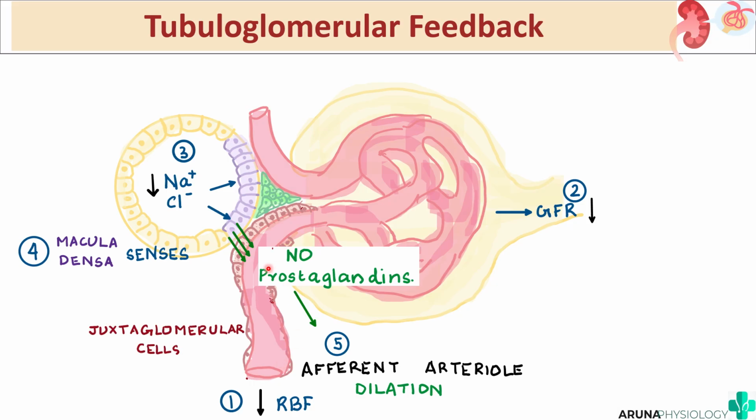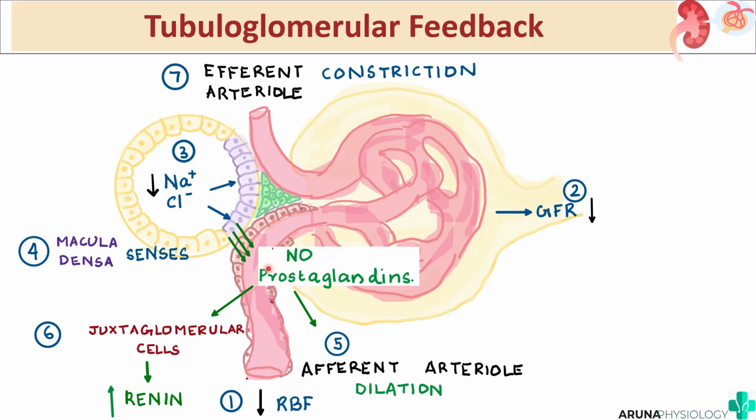Not only that, it will send a signal to the juxtaglomerular cells asking them to increase the amount of renin release. So what will happen if renin is released? Then the renin angiotensin aldosterone system will be activated, especially angiotensin. So this angiotensin will be released and will act on our efferent arteriole to cause constriction. Now remember, what did I tell when there is efferent arteriolar constriction? Again, there is going to be increased glomerular filtration rate. So the glomerular filtration rate can be maintained at a high level, and the renal blood flow also can be maintained at a high level.